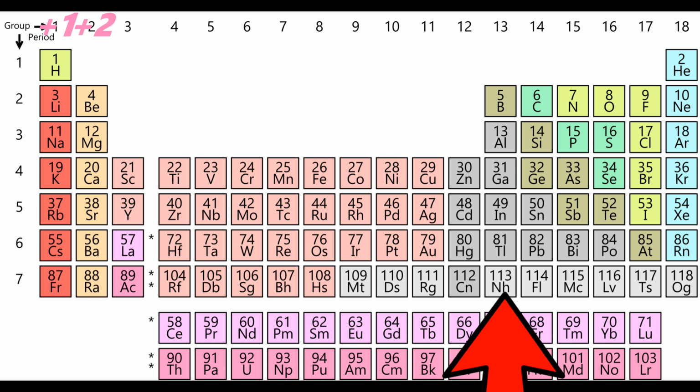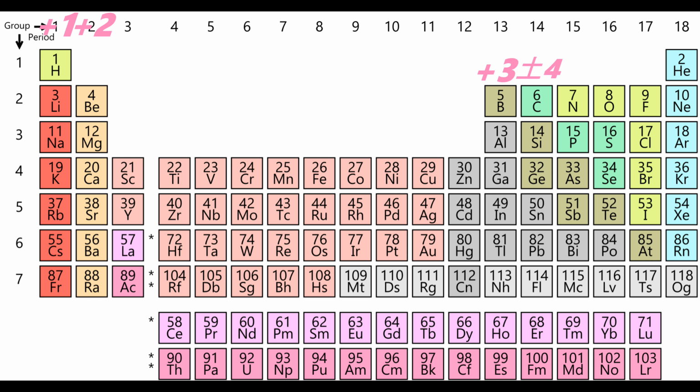Then group 13 would have a charge of +3, and then group 14 would get a bit more complicated as it is both +4 and -4 at the same time, or ±4. This essentially means that it is 4 slots which can be filled as it is 4 valence electrons.